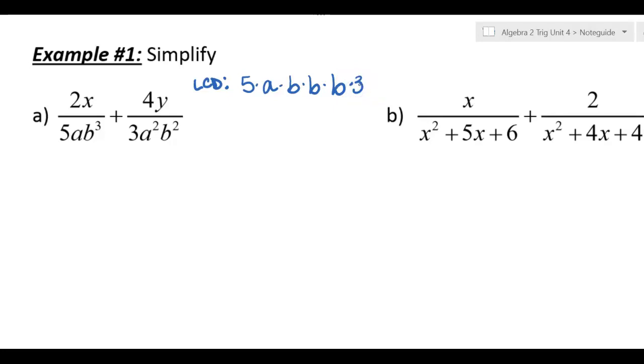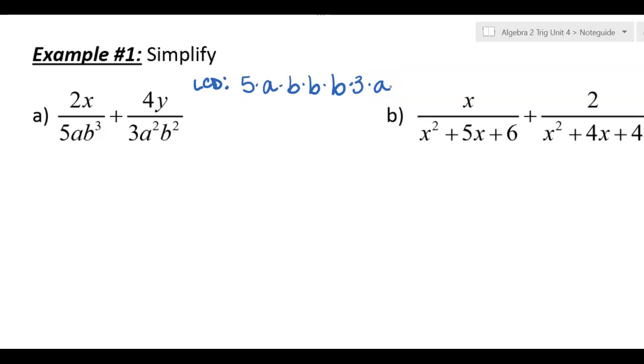Then this says a squared. We have written some a's, so let's see if we have enough. The fact that the second fraction says a squared means it already contains 2 factors of a, and we need to make sure our common denominator also contains at least 2 factors of a. So far, our common denominator that we're putting together contains 1 factor of a, so we're going to need to put in an extra factor of a.